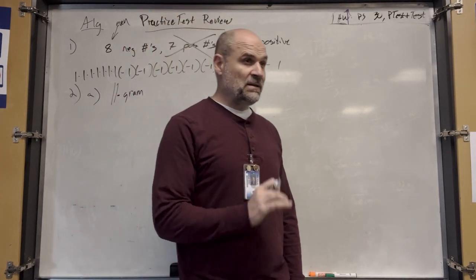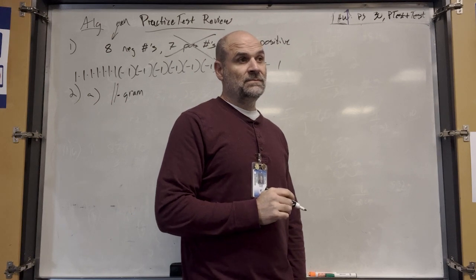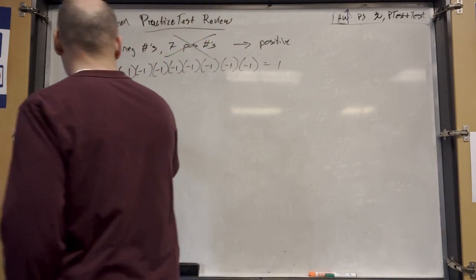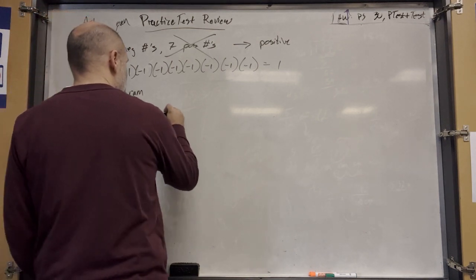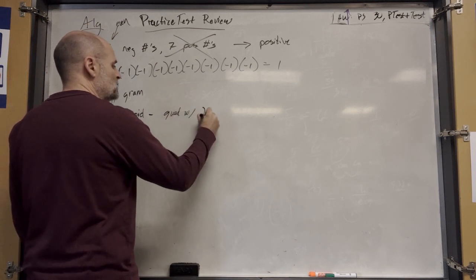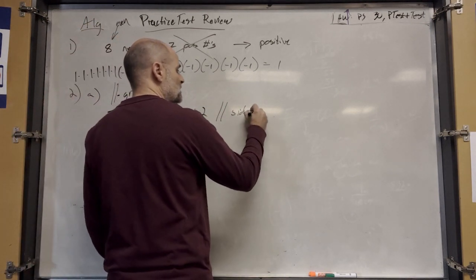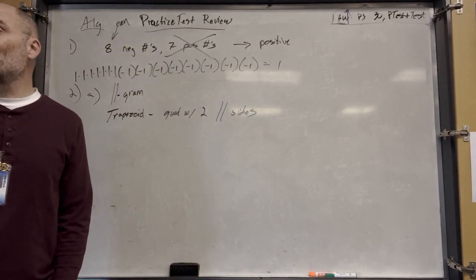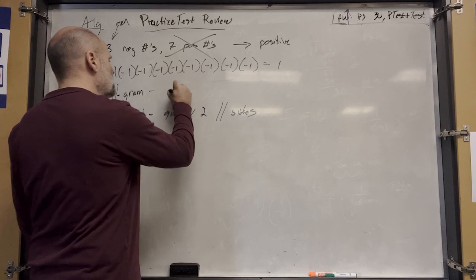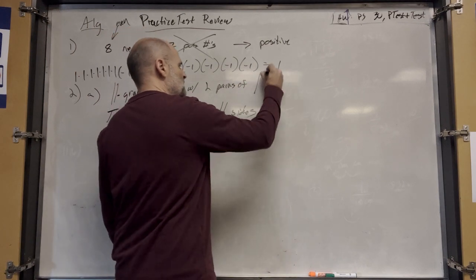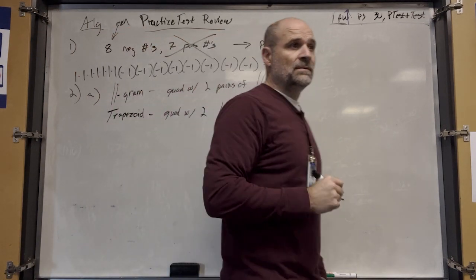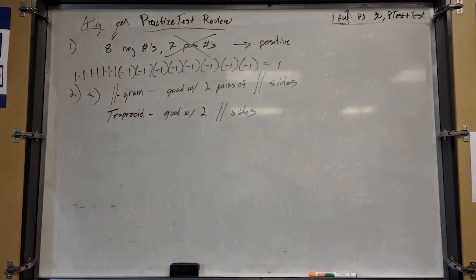So if you just say two parallel sides, what did you define? You defined a trapezoid. A trapezoid is a quadrilateral with two parallel sides, or one pair of parallel sides. A parallelogram is a quad with two pairs of parallel sides. You see the difference? You can't say four parallel sides because they're not parallel to each other. But you say two pairs of parallel sides or two sets of parallel sides.